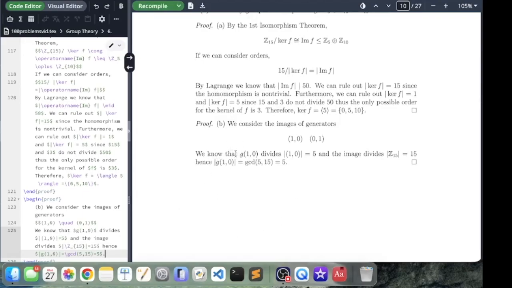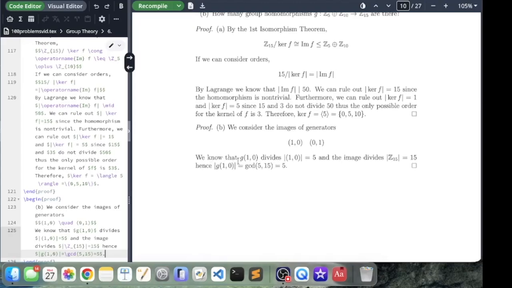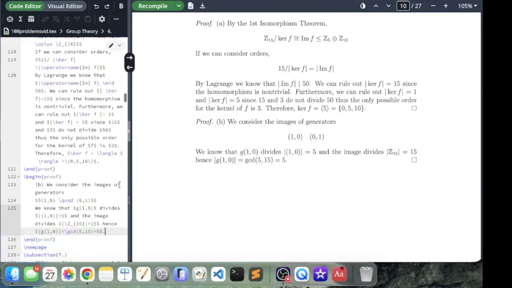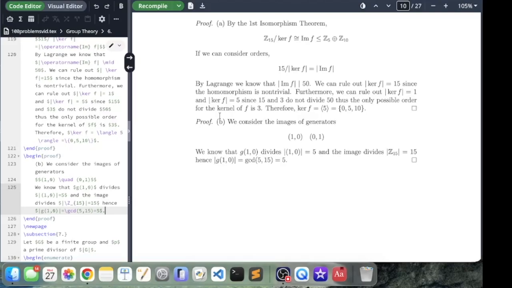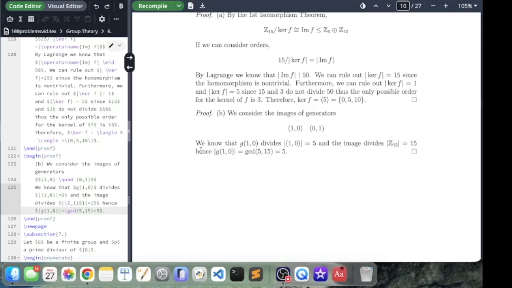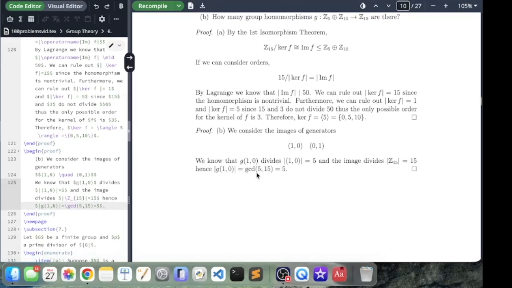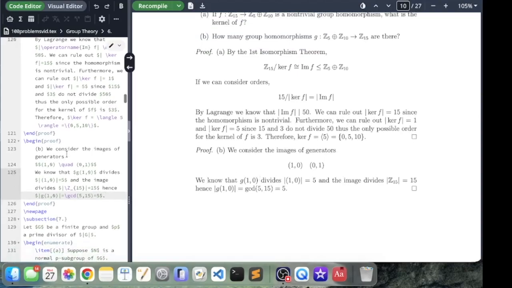Hence, there are 5 possible choices. I believe it's 0, 3, 6, 9, 12. Yeah. Those are the 5 possible images of generators there. Okay, that will give us group homomorphisms. We also consider the other generator.